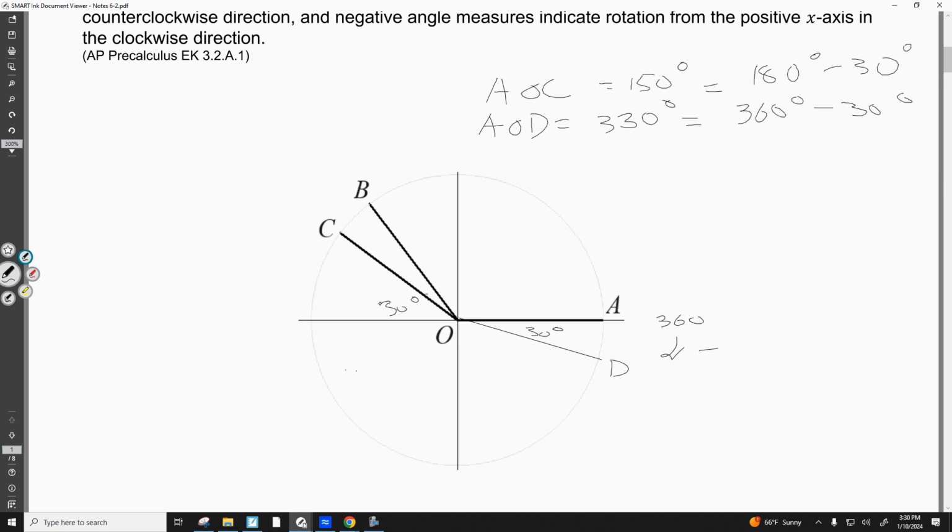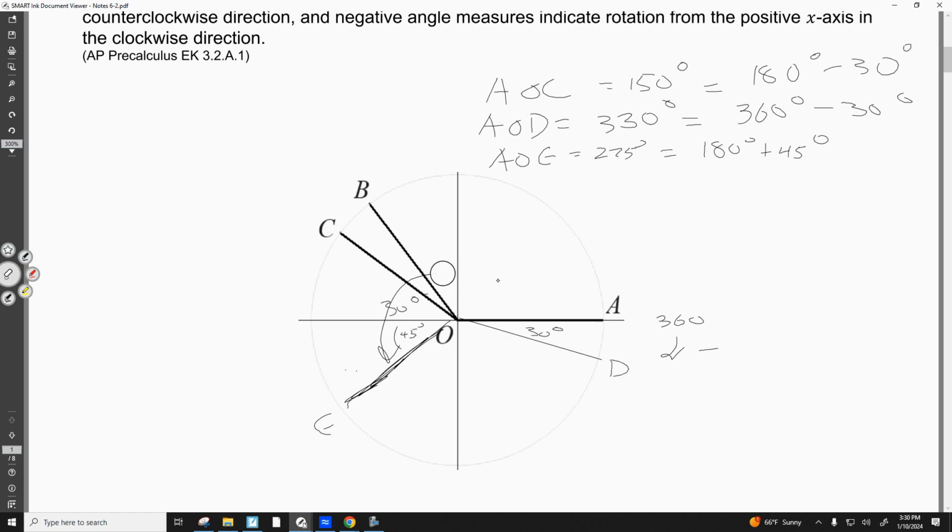Where's 225? Angle AOE. I'll call this E. Going in standard position this way, 225 is 45 degrees more than 180. Cool?